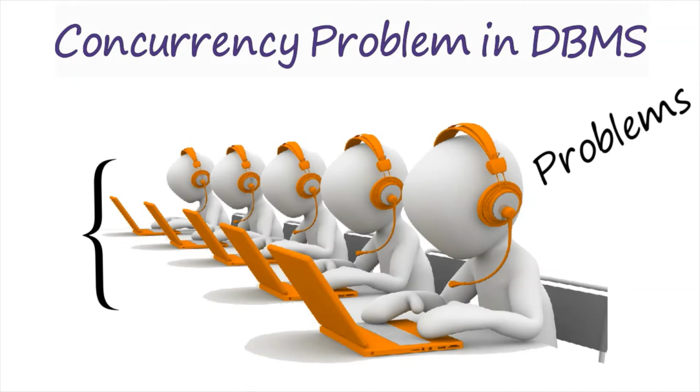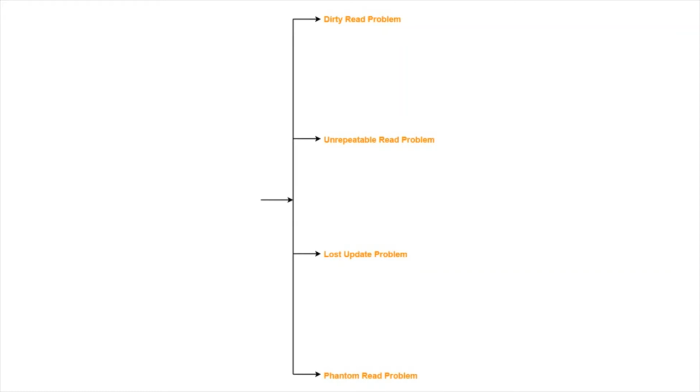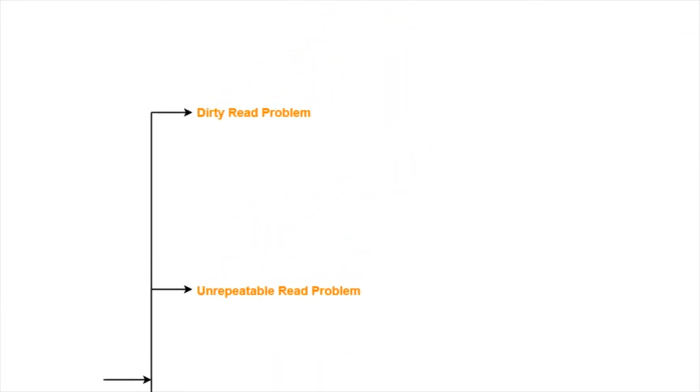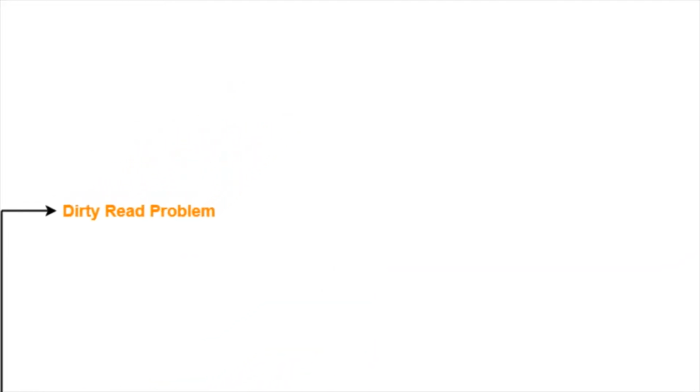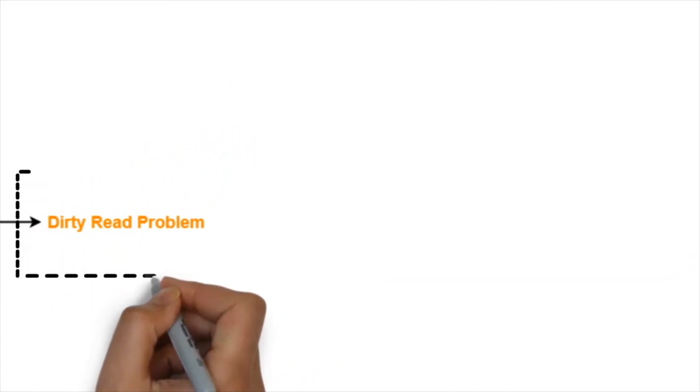So why do we need some specific control over the transactions when they are executed in parallel? This class is all about discussing the problems. The first problem that may occur for concurrently executing transactions is known as the dirty read problem.